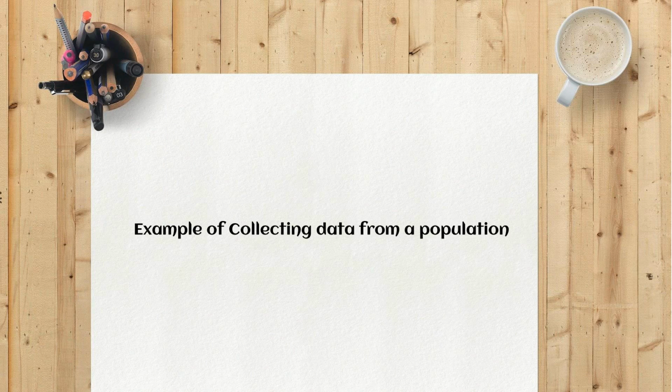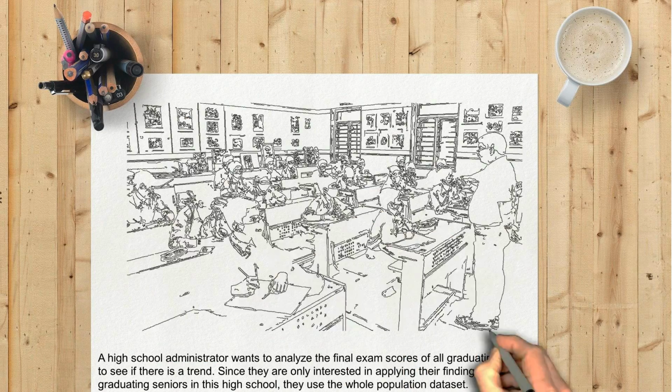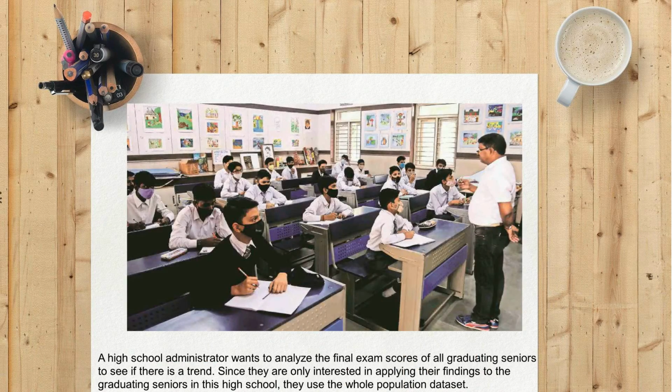Example of collecting data from a population. A high school administrator wants to analyze the final exam scores of all graduating seniors to see if there is a trend. Since they are only interested in applying their findings to the graduating seniors in this high school, they use the whole population dataset.